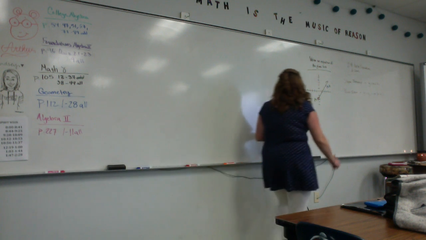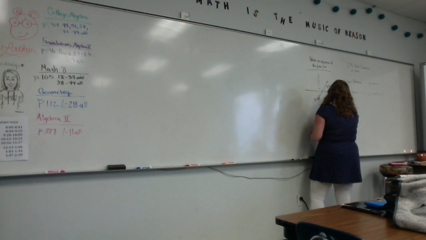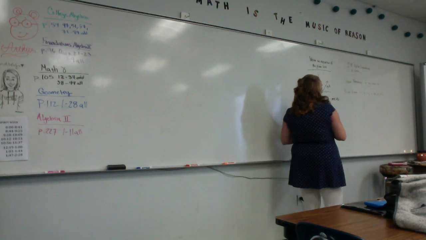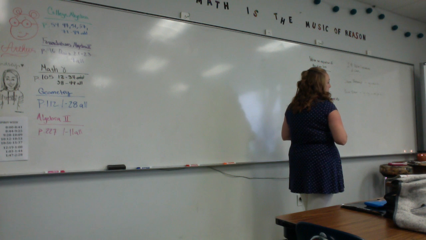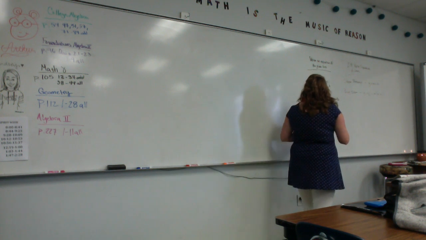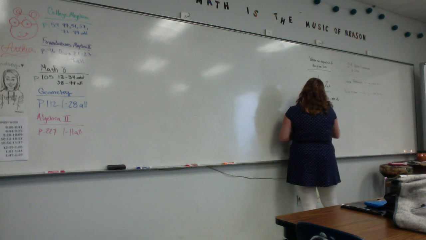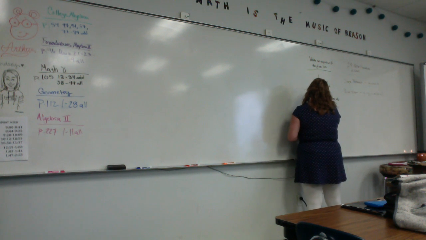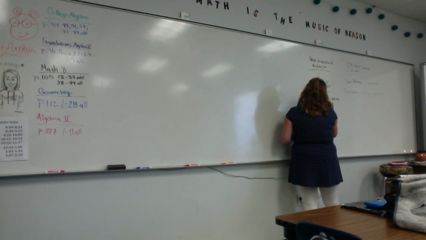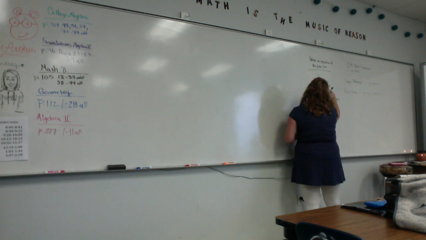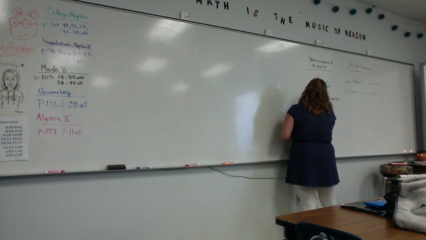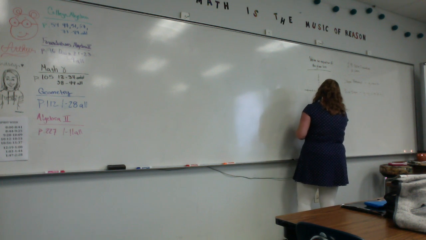Slope-intercept. So we want it to say y equals mx plus b. Do you know what the slope is? No. Can you find the slope? Yes. What way can I find the slope? Change in y over change in x. So 2 minus negative 2 over 4 minus 0. So I get 4 over 4, which equals 1.